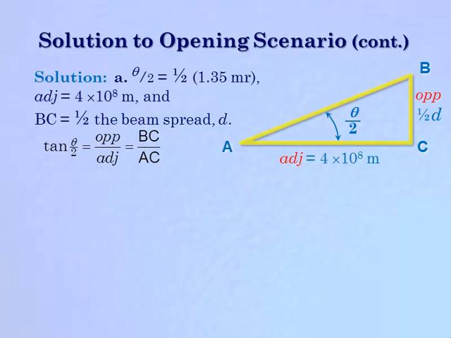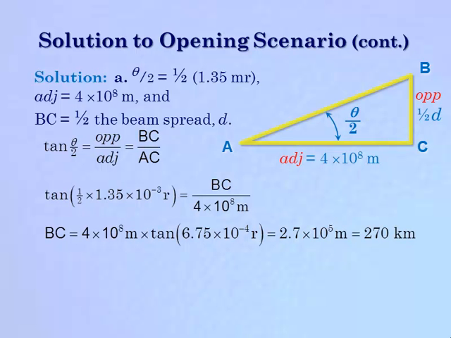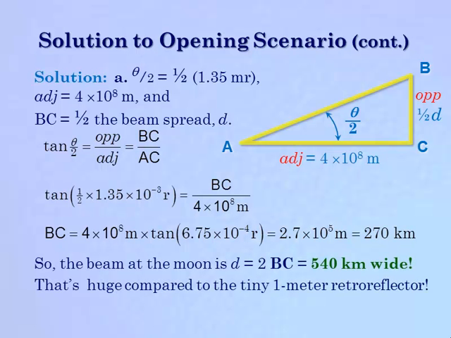We can substitute in the angle that we know, which is 1.35 milliradians divided by 2. And we don't know what BC is, and so we'll multiply by the adjacent side, which is the Earth to moon distance. And we solve for BC, and we'll multiply those numbers out, and the result will be 2.7 times 10 to the 5th meters, better known as 270 kilometers. So that's a pretty wide spot on the moon, because twice of that, which is the diameter of the spot, is actually going to be 540 kilometers wide. So that's pretty huge compared to that tiny little 1 square meter retroreflector.